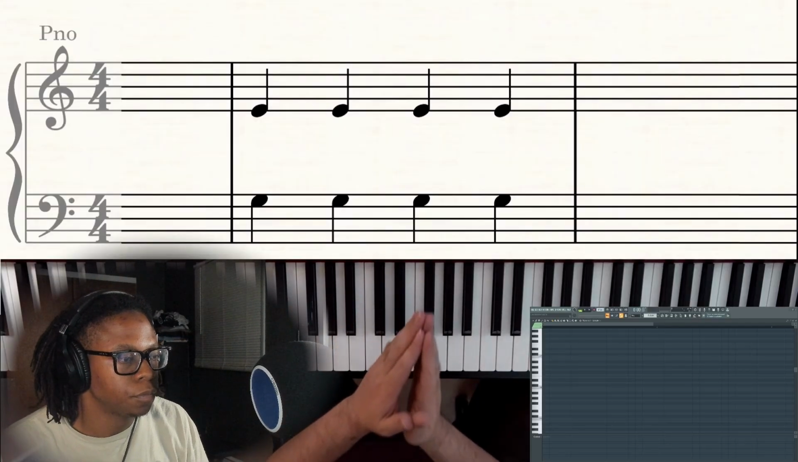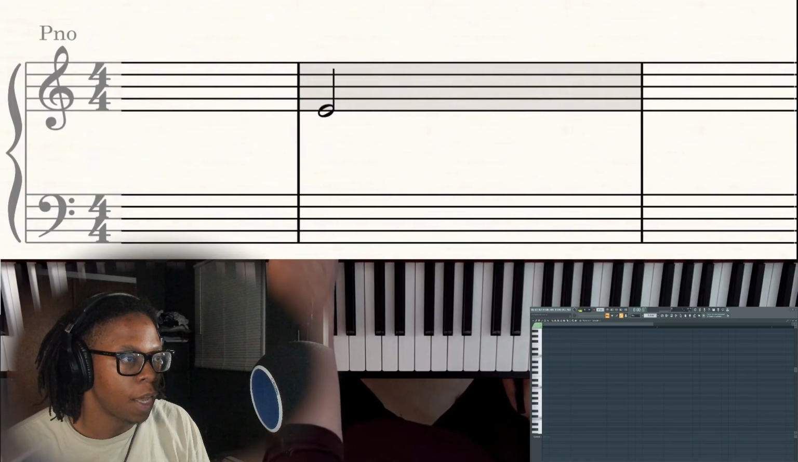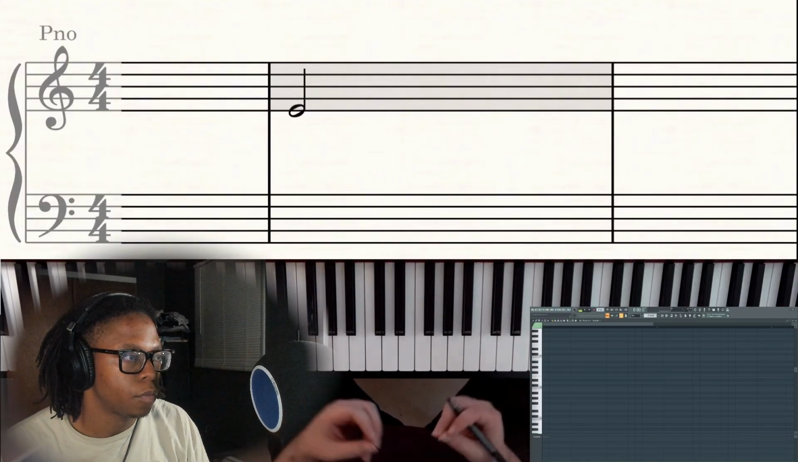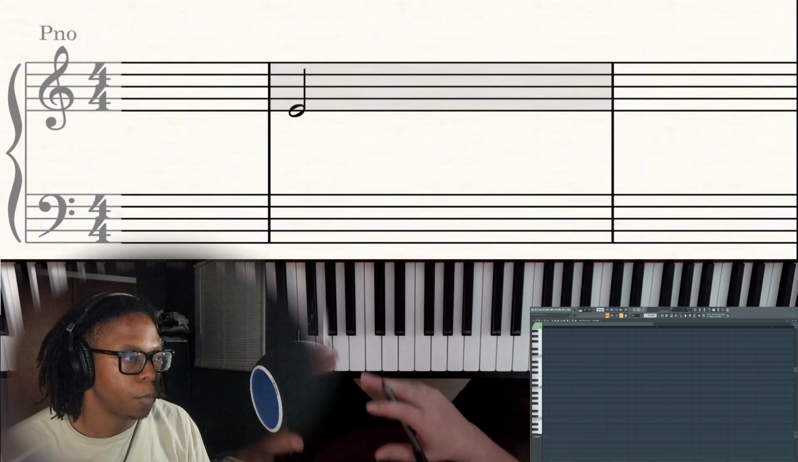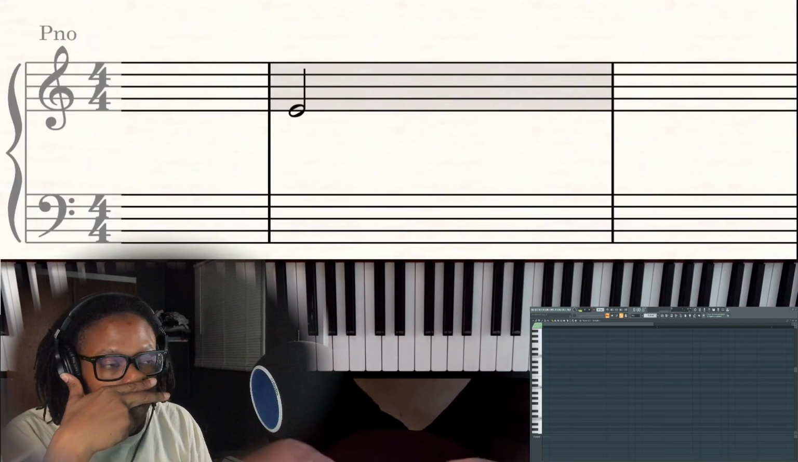Just like that. This type of note, a half note, I guess it's right here, is a half note. A half note gets 2 beats. So how many half notes can we fit in 4/4? And the answer is 2.